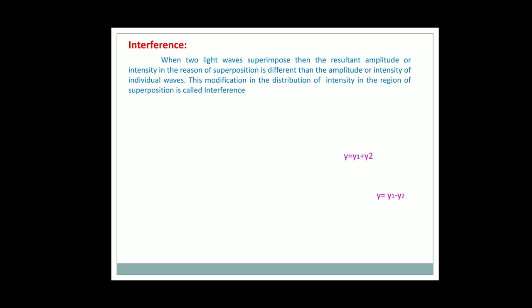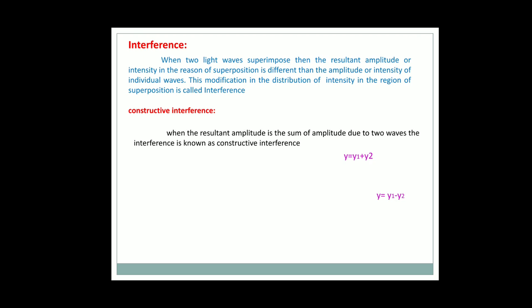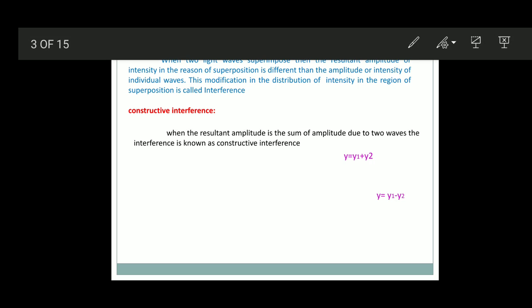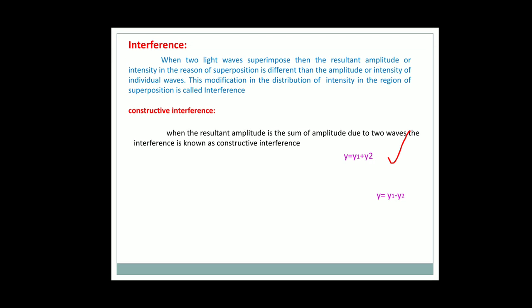The bright fringes and dark fringes that occur in the superposition of two waves can be explained by constructive interference and destructive interference. What is constructive interference? When two waves superimpose on each other and the resultant amplitude is the sum of the amplitudes due to the two waves, the interference is known as constructive interference. So the resultant amplitude or displacement y is equal to y1 plus y2.